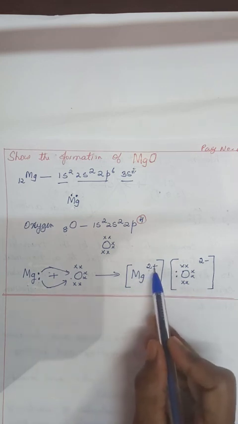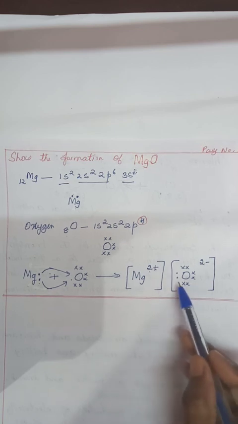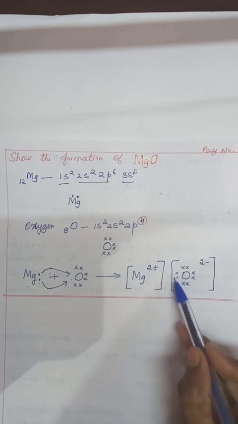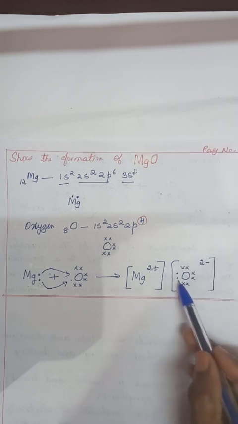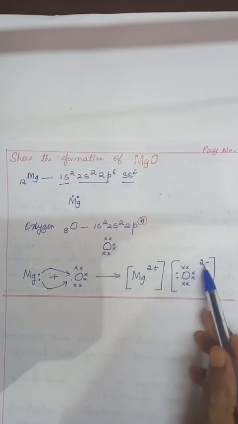So it is Mg2 plus. Magnesium is donating 2 electrons. Oxygen is receiving, look here, 2 electrons. So it is 2 minus. Oxygen is receiving 2 electrons. It is 2 minus.